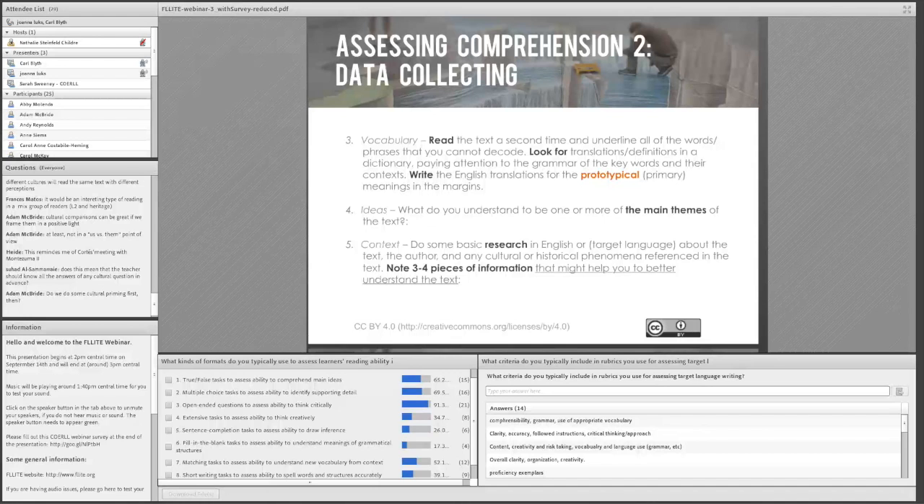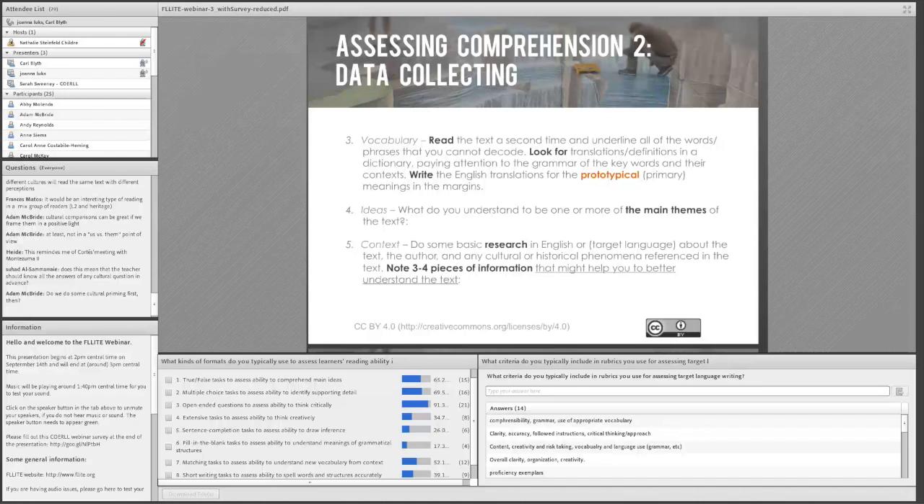And then the fifth has to do with contexts. And so here they do some basic research in English or the target language about the text, the author, and any cultural or historical phenomena referenced in the text. So of course they could do this online rather quickly, and then note three or four pieces of information that might help them to better understand the text. And what's interesting is that very often one key piece of information that they discover about a text can really help them to start rethinking their understanding.